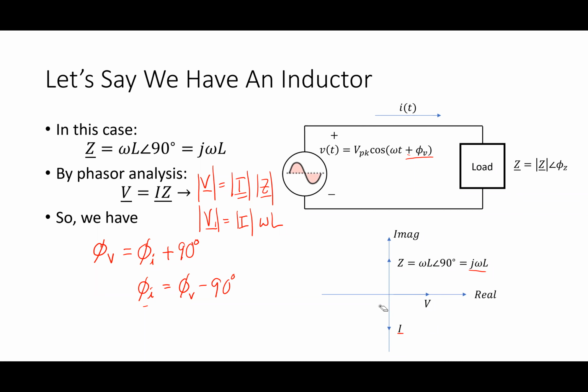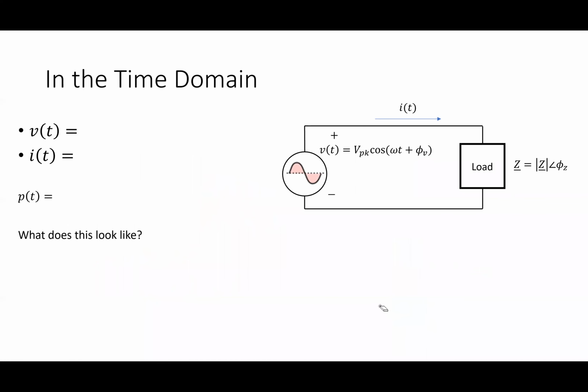So what does that mean about the time domain waveforms here? Well, V of t is V peak cosine omega t plus phi V. What would I of t look like in this case? Well, it would be I peak. So I peak would be V peak divided by omega L.